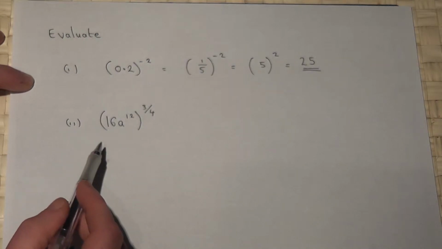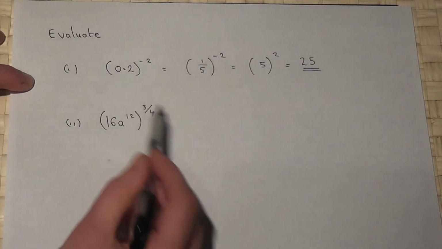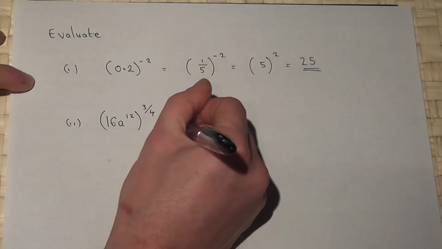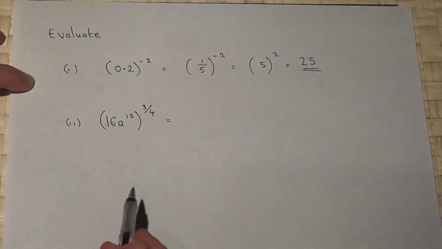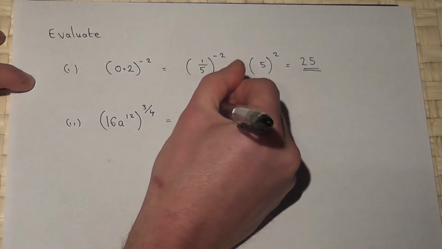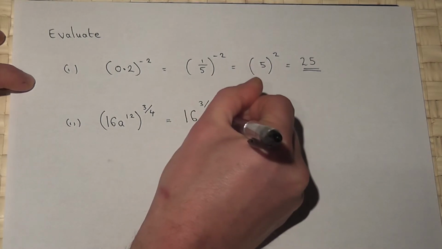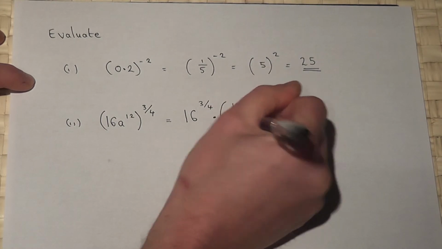Now in part 2 we have 16a to the power of 12 all to the power of 3/4. Now to deal with this we must raise both parts in the bracket to the power of 3/4. So we've got 16 to the power of 3/4 times by a to the power of 12 all to the power of 3/4.